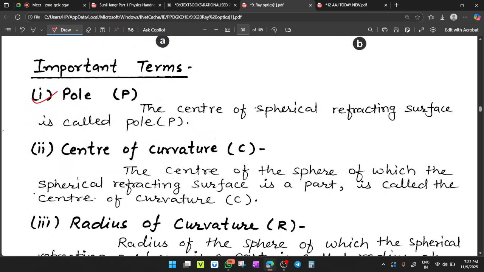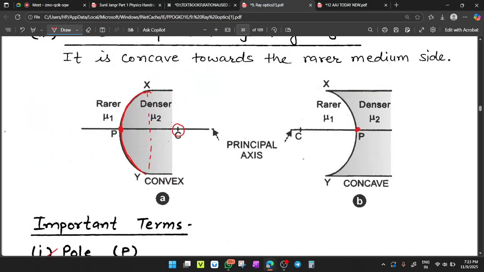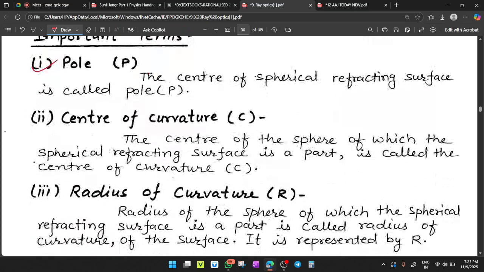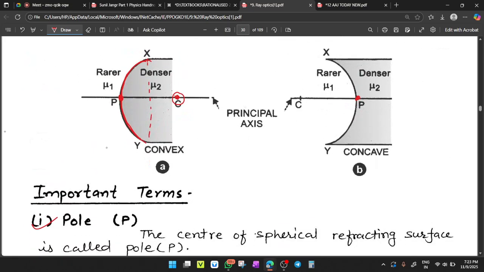Okay, then next, center of curvature. Your refracting surface is a part of a sphere. Definitely, it will be a part of some sphere. The center of that sphere is called the center of curvature. Clear? Radius of curvature. So simple. The distance of the pole from the center of curvature is called radius of curvature. Clear?